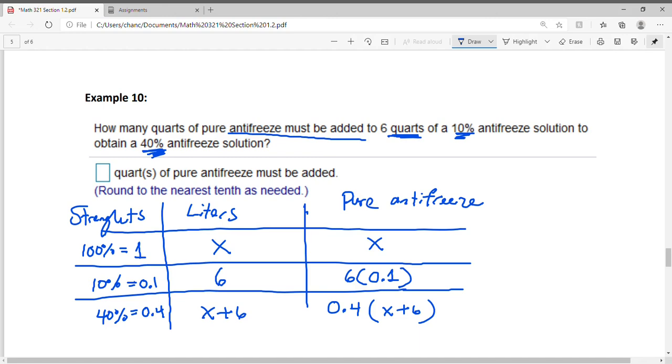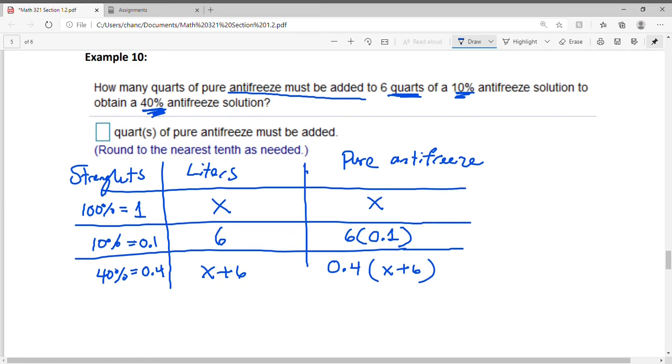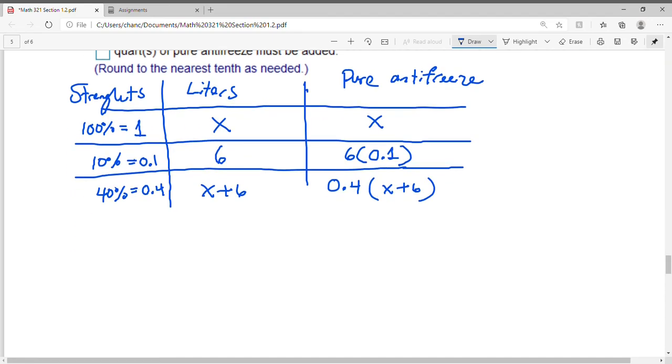Now we could set up an equation. We know if we add the 100% with the 10%, we get the same amount for the 40%. So let's write our equation. I have x plus 6 times 0.1 equals 0.4 times x plus 6.